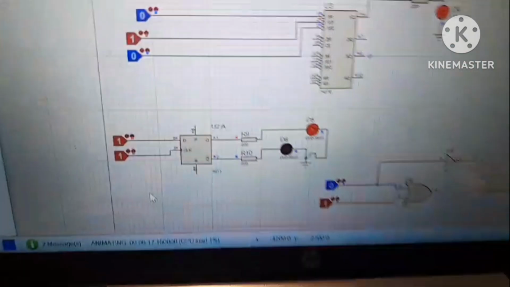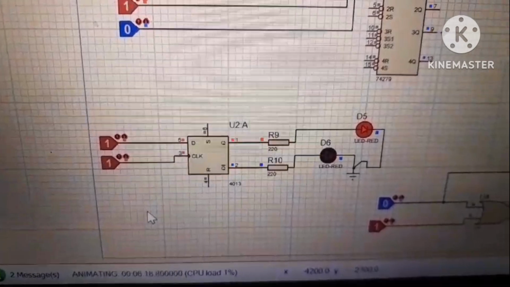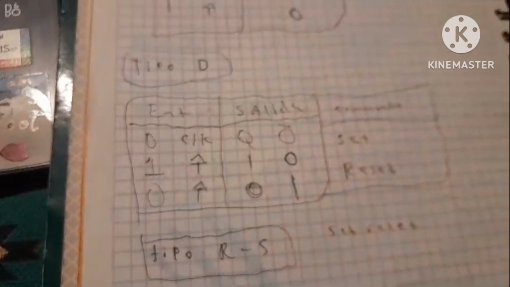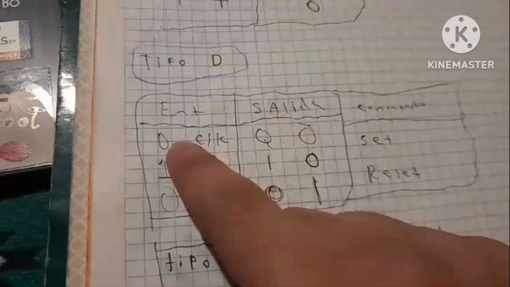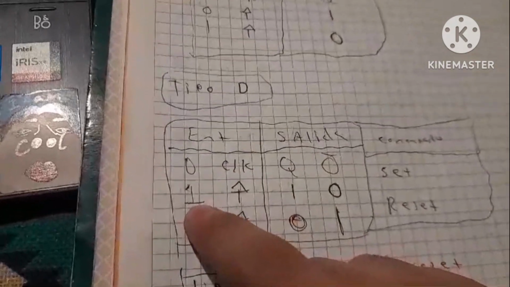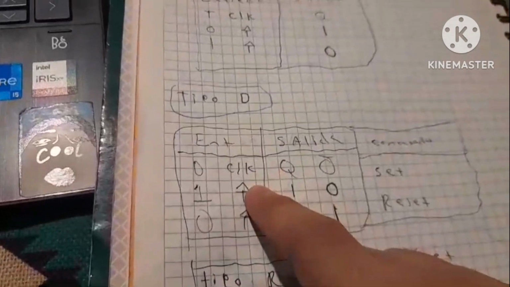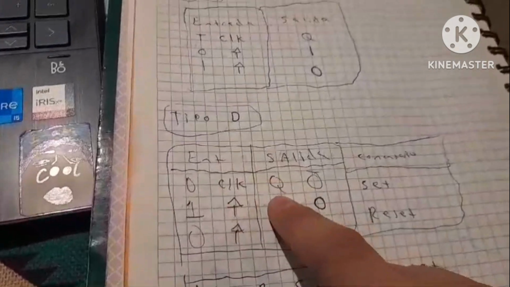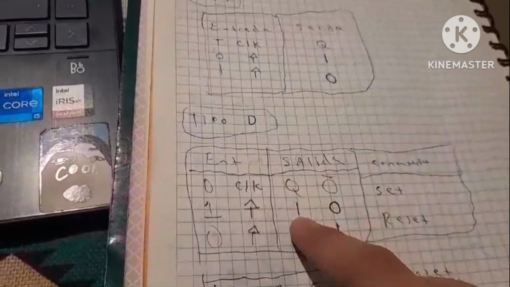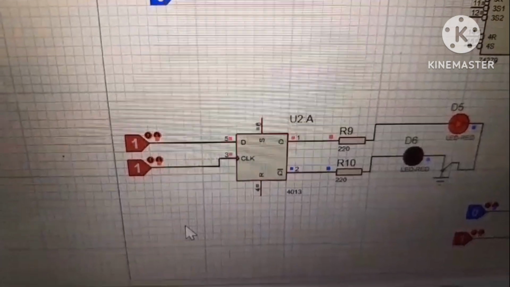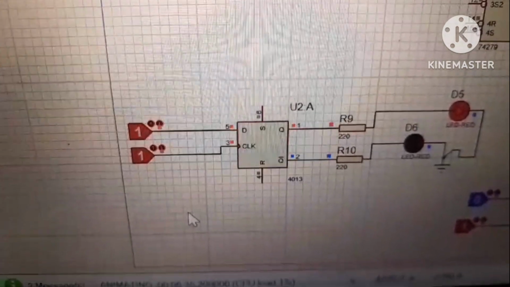And now we're going to see the type D. What happened in the type D? The truth table says that if we have 1 on my D, and the clock is activated, the output Q is going to be activated. And here we have the D activated and the clock activated, so the Q is activated.